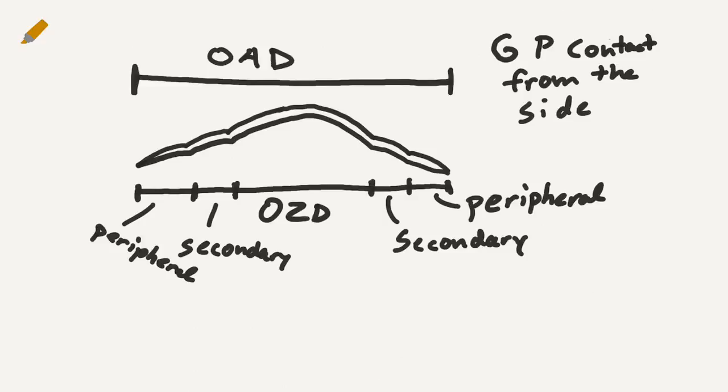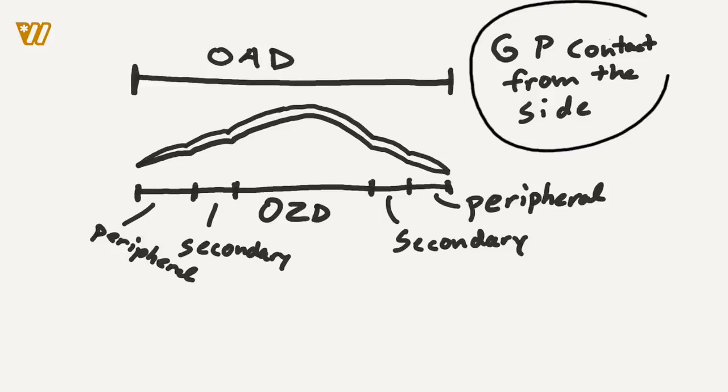All right, so I know this picture may look a little bit busy, but this is going to be a GP contact lens from the side, right? And I know you're thinking, Ryan, that doesn't look like a GP contact lens at all. It looks more like a UFO, right? A flying saucer.